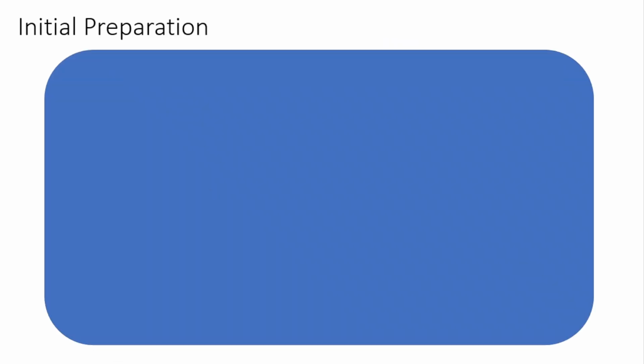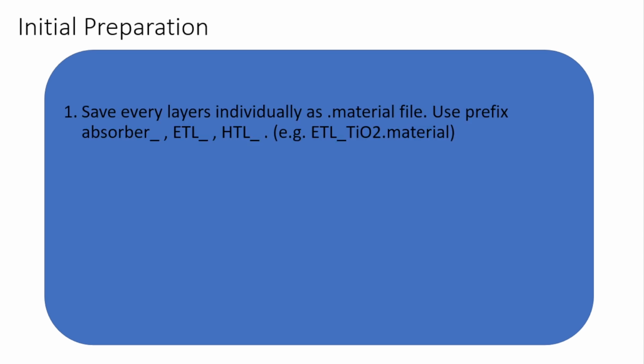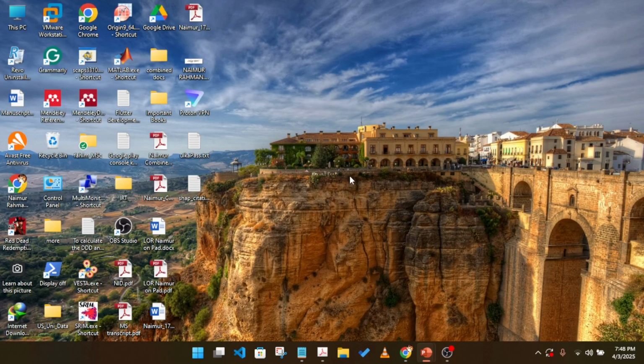So let's look at the initial preparations. We need to save every layer individually as a .material file and use a prefix like absorber underscore, ETL underscore, HTL underscore for the naming convention. For example, ETL underscore titanium dioxide dot material. So let's see how that works. Now I'm opening my SCAPS program.